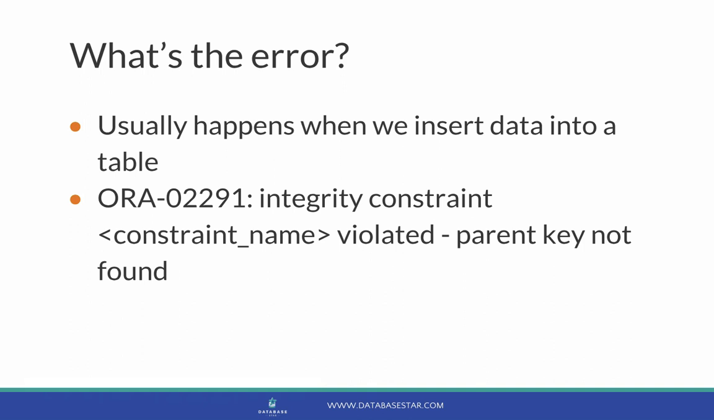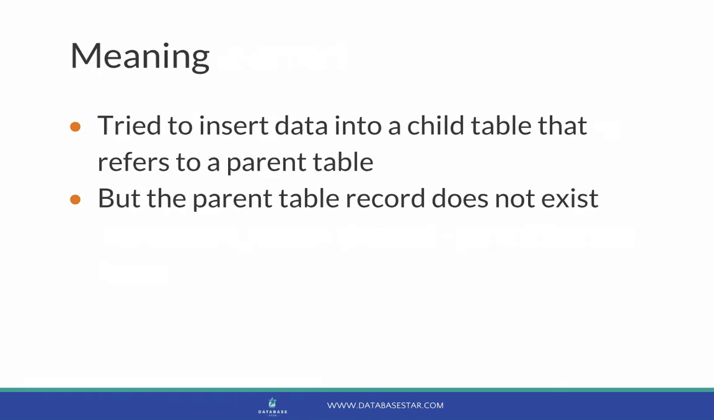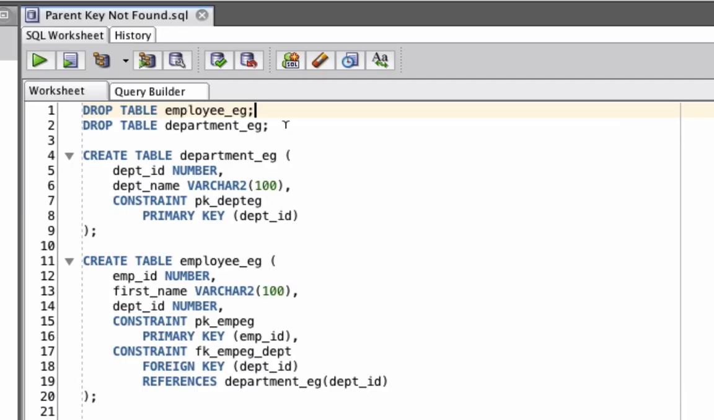It usually happens when we try to insert data into a table. The error is ORA-02291, integrity constraint and then the constraint name violated, parent key not found. So what does this even mean? It means we are trying to insert data into a child table and refer to a parent table, but the value in the parent table does not exist. Let's see a demo of this.